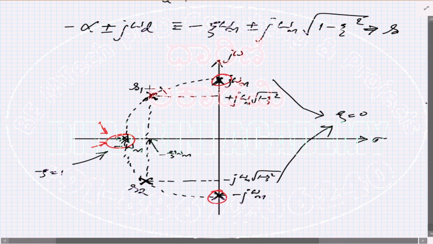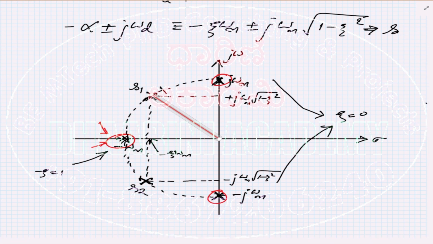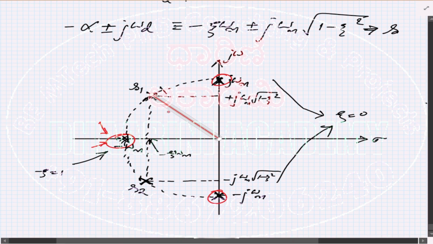So let me draw one of this, let me connect this to the origin. Okay, so what is this distance? What is the length of this line, this chord? Can you tell me? Length is obviously correct. So that is omega n. I'll write this. So this length is omega n.